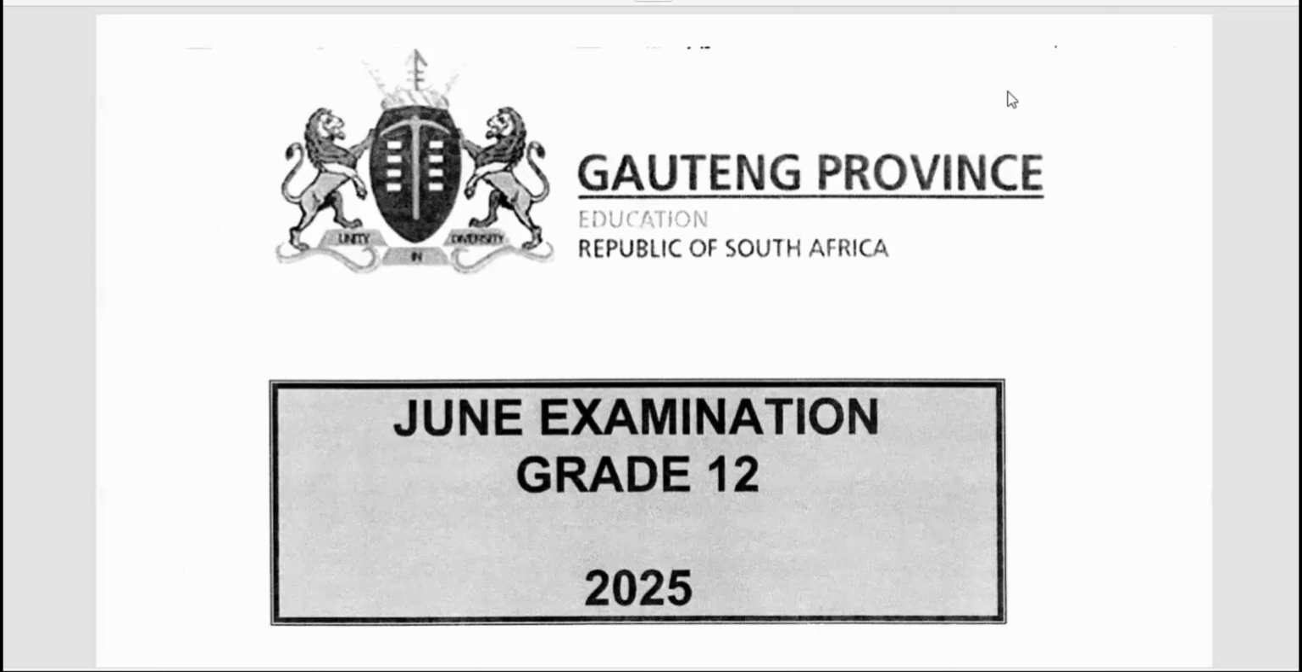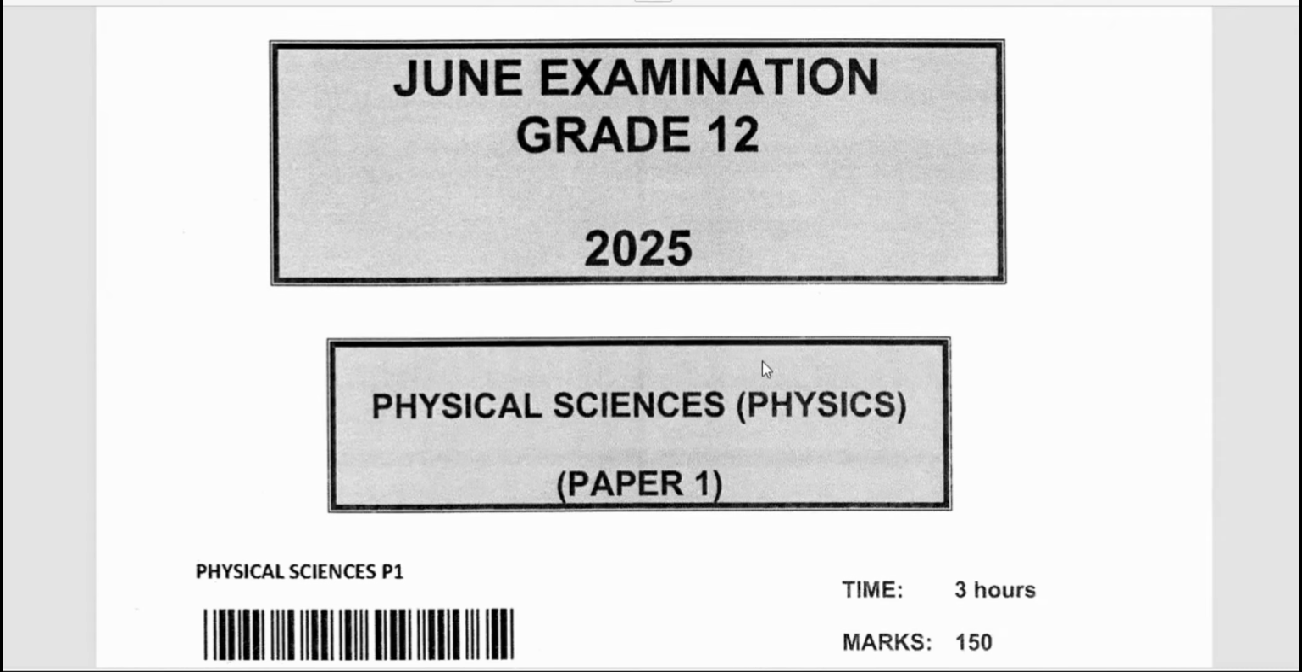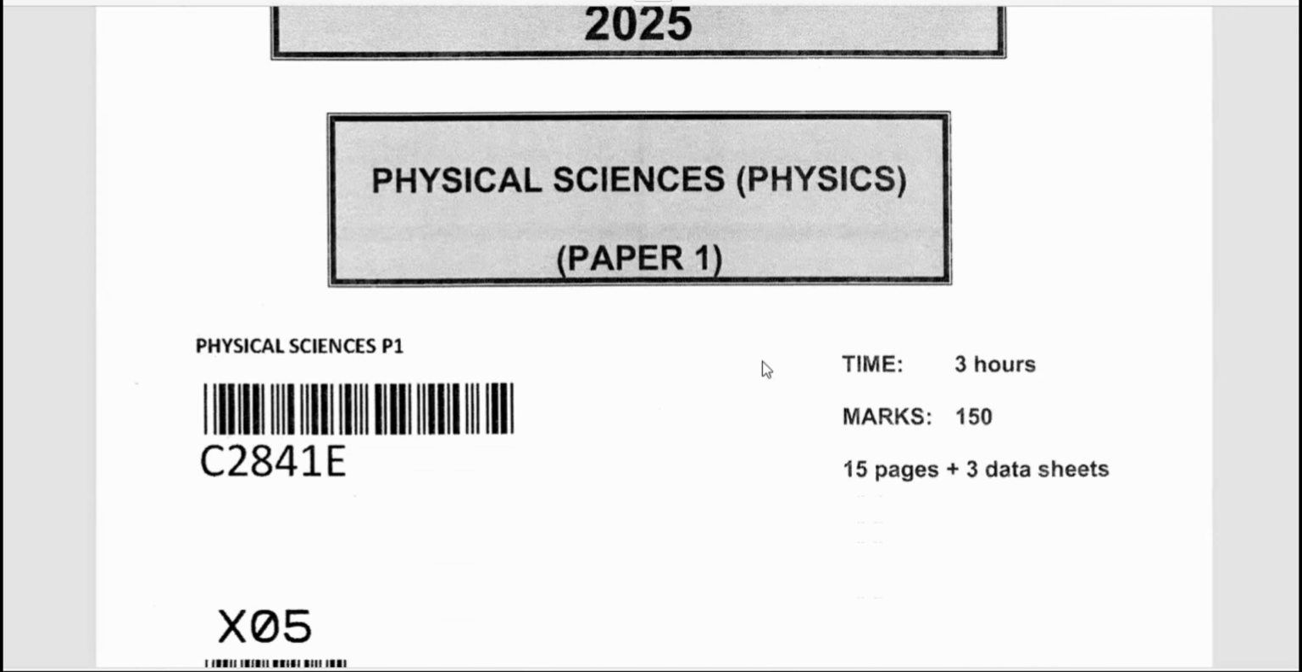Hello, welcome to this episode where we shall be looking at the proposed memorandum for the June examination 2025 for grade 12 physical sciences, paper 1. So this was a 3-hour paper with marks of 150. The paper was to be done in 3 hours.